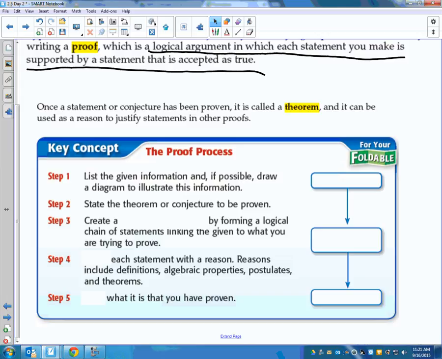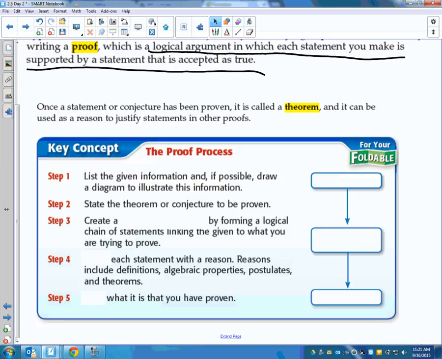So here are the steps that we can talk about. And you don't always have to write paragraphs. That's kind of what we're going to focus on today. And honestly, what we do in geometry, we tend to do two-column proofs, where we have our statements over here and our reasons over here. That's what we tend to do in high school.